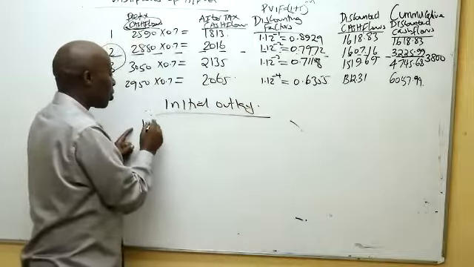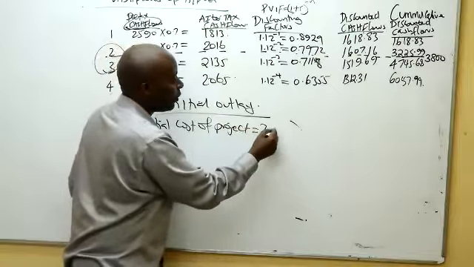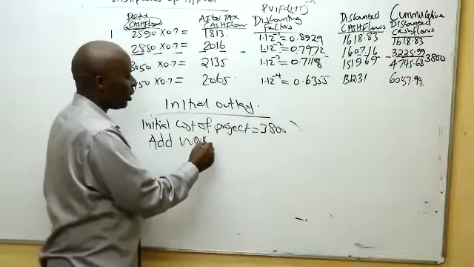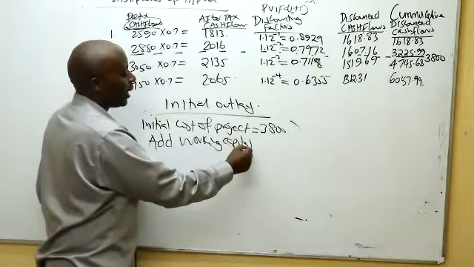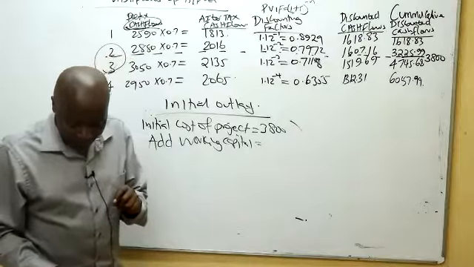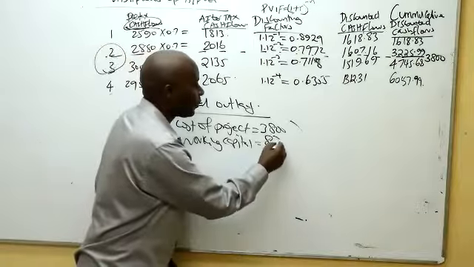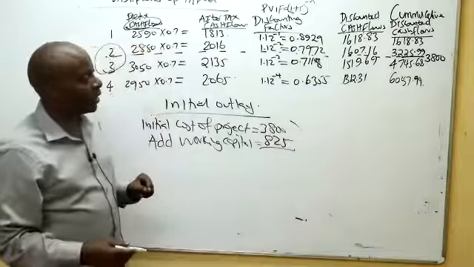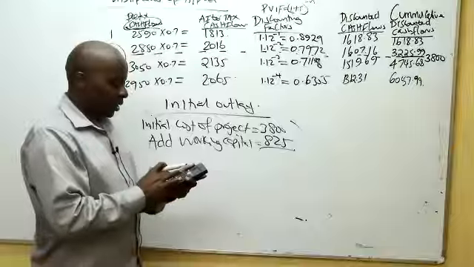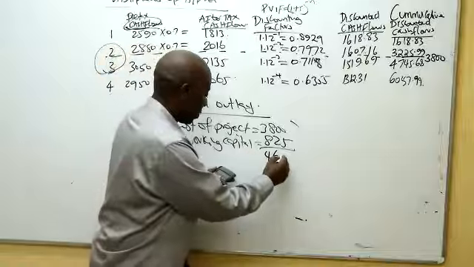So we have the initial cost of the project, which is 3,800. And then of course you'll add the working capital which is required, 825 for project A. So please give us this total here: 3,800 plus 825. This gives us 4,625.